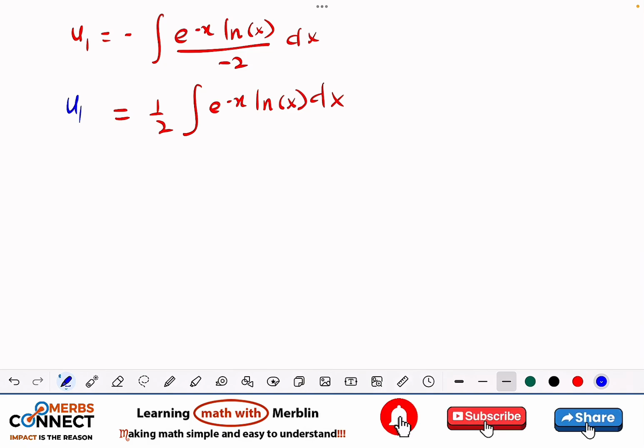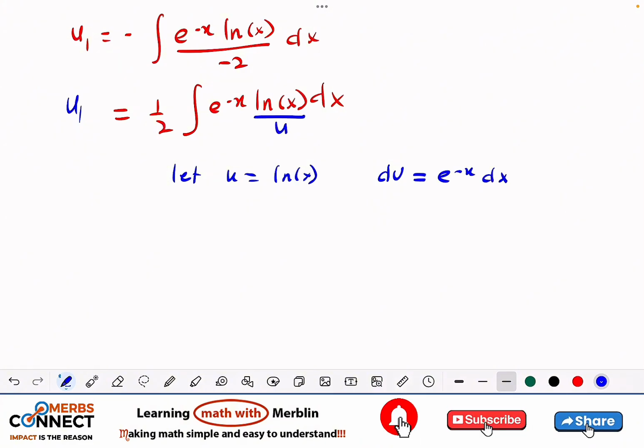But what should be my u? My u should be a log. So anytime you are doing integration by parts and you see a log function, your u should be the log function. So I'll let u be equal to the log function, and then it means that dv will be equal to e to the power minus x dx. So if this one is equal to u, then everything left is going to be the dv.